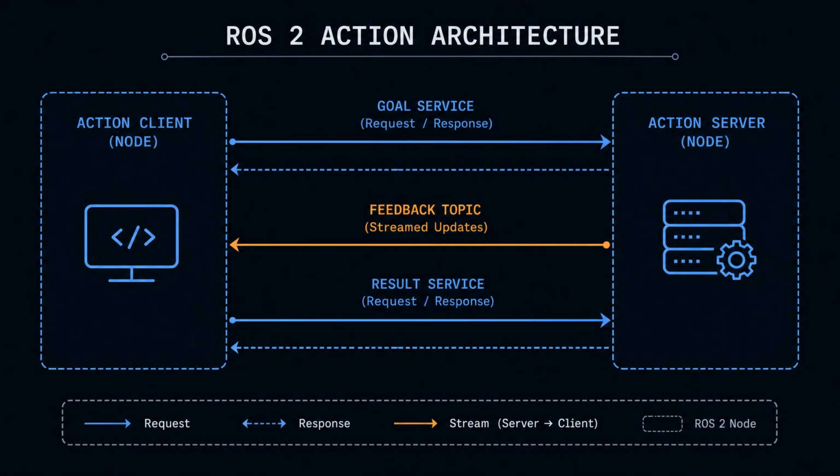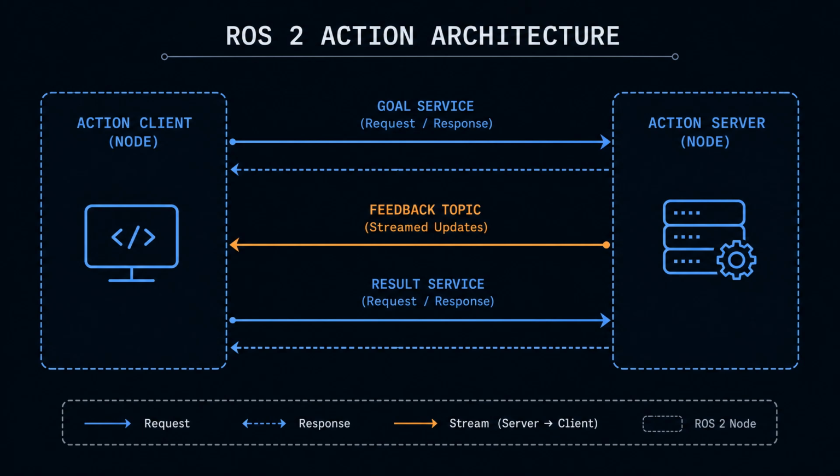Let's understand the architecture of a ROS2 action. An action consists of three communication channels. The first is the goal service. The client sends a goal to the action server. The second is the feedback topic. While the task is executing, the server continuously publishes progress information. The third is the result service. Once the task finishes, the server sends the final result back to the client. So think of an action as a combination of goal, feedback, and result. Together, these make actions ideal for long-running robotic operations.